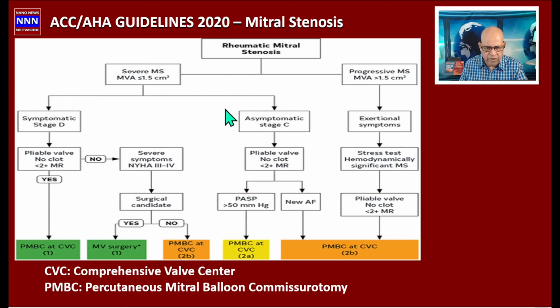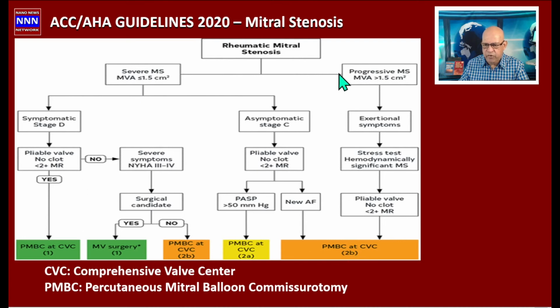Now let's talk about symptomatic stage C, which was one step less than stage D. The leaflet, same thing. If these are pliable, if the PA pressure is greater than 150, we do a balloon commissurotomy, and this is a 2A indication. Whereas if the person has a new onset atrial fibrillation, we can do it, but that's a 2B indication, saying the results and benefits versus the risk are equal.